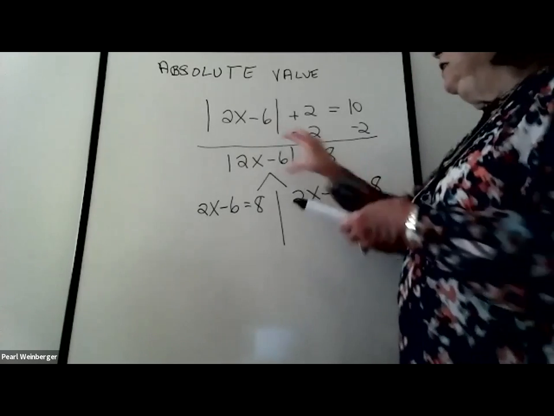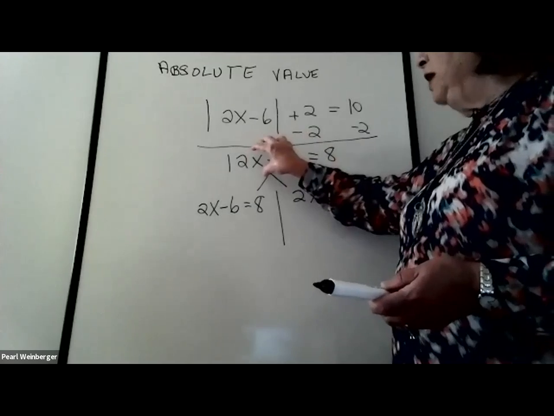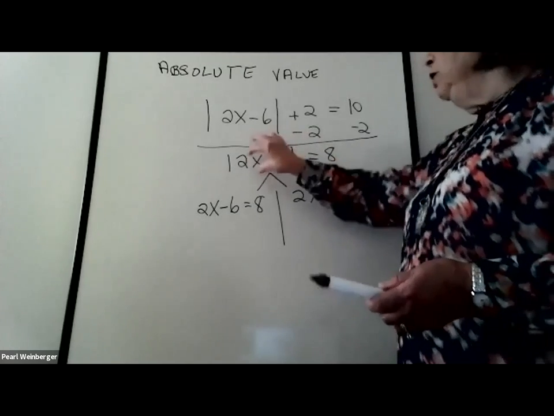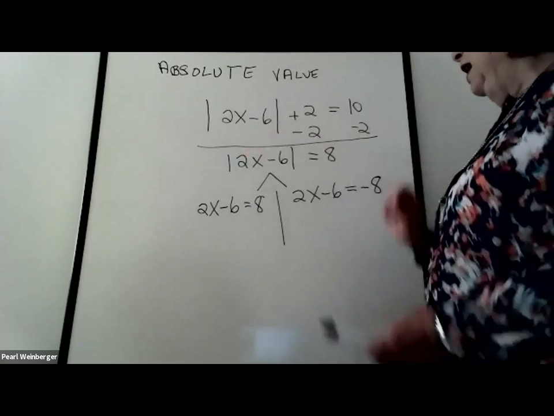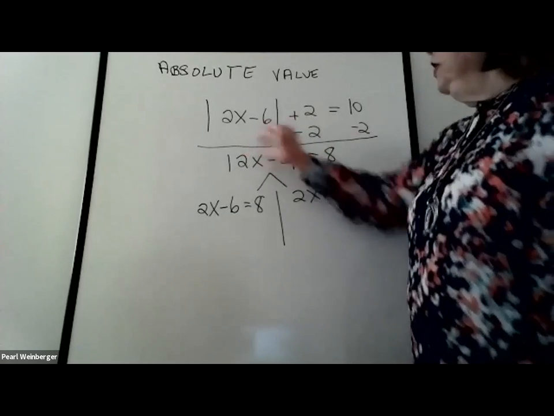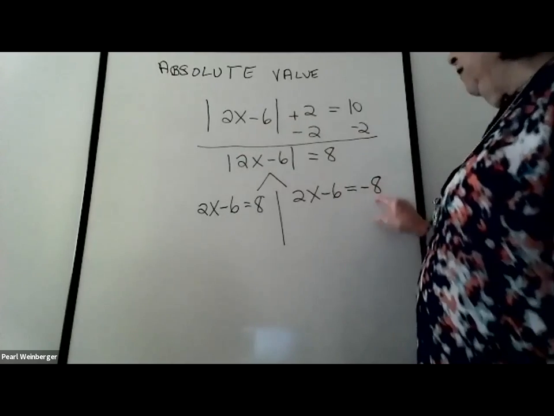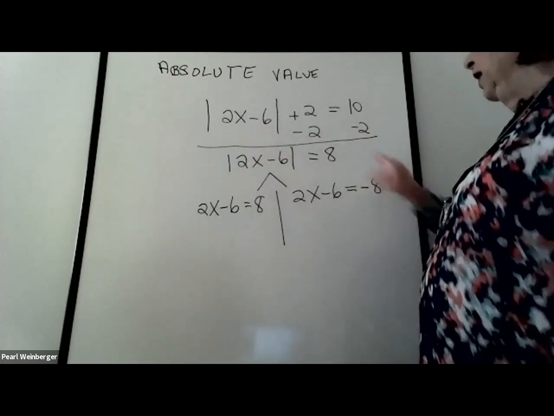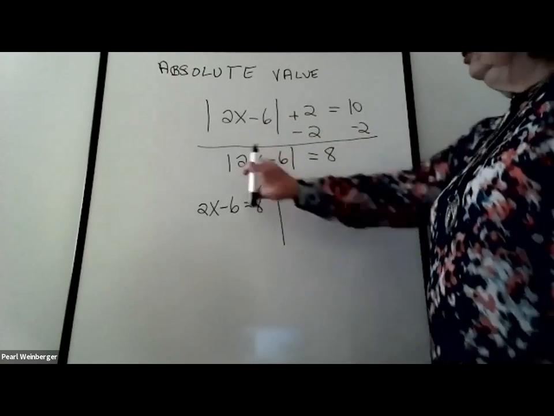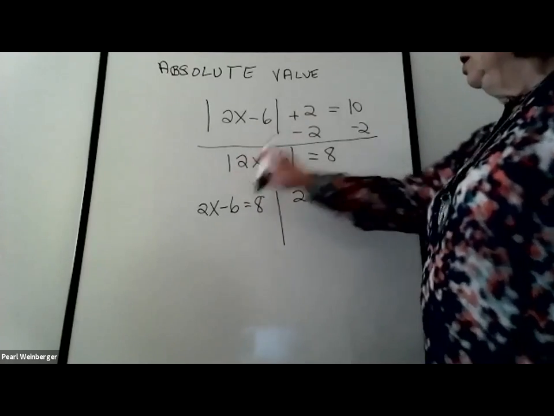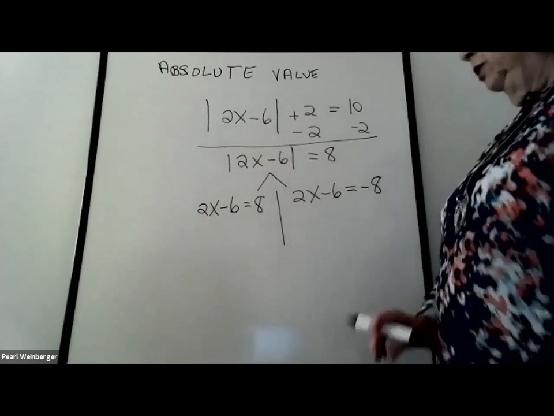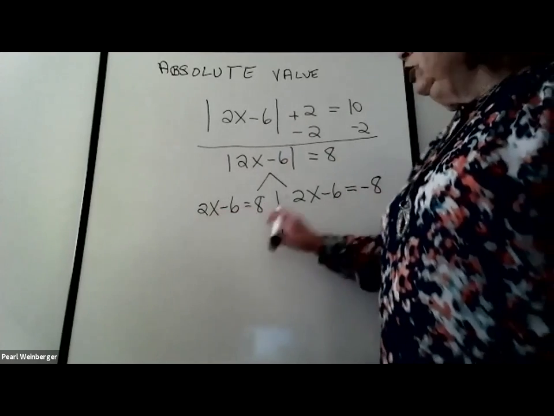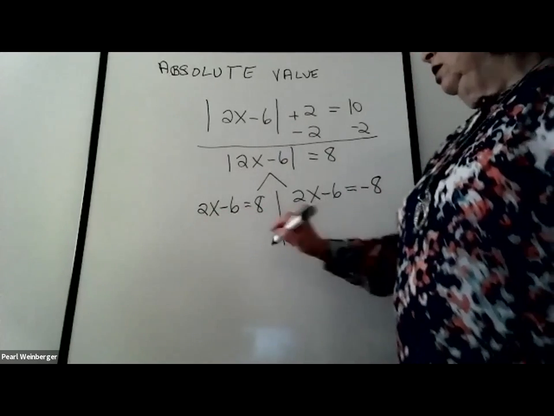Because if this 2x minus 6 had been positive 8, this whole thing would have worked out to be positive 8, and the absolute value of positive 8 would have been 8. And if this whole thing had worked out to be negative 8, and then I did the absolute value of negative 8, I'd also get 8. So here are my 2 equations, one with a positive number, one with a negative number. I have to solve each of these equations.